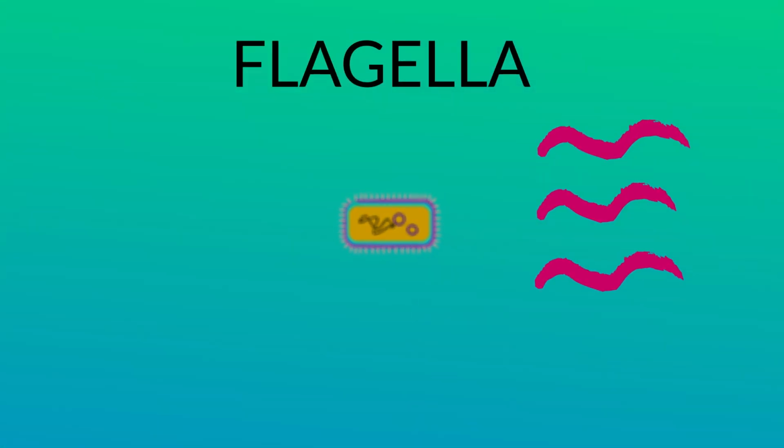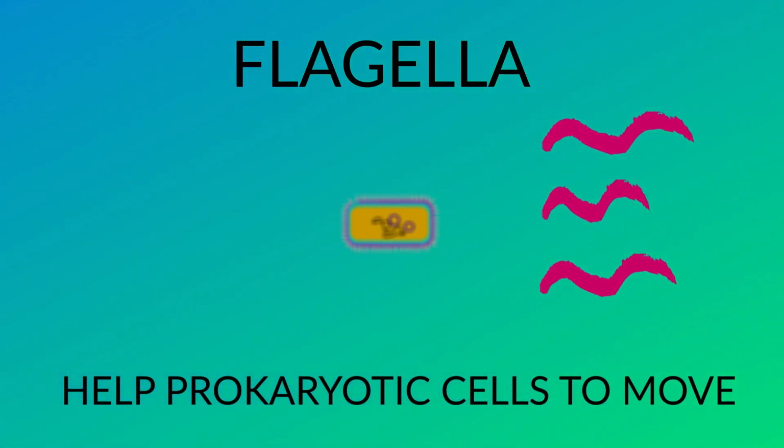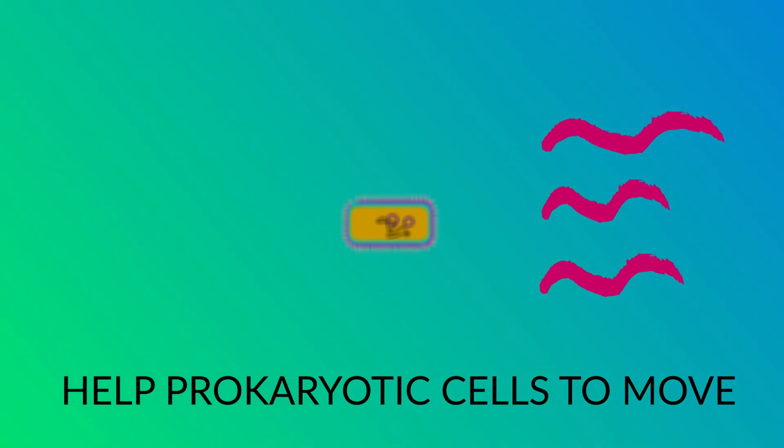Bacteria cells have flagella, which are tail-like structures that help the bacteria to move through a variety of liquids, which is why they like moist conditions.